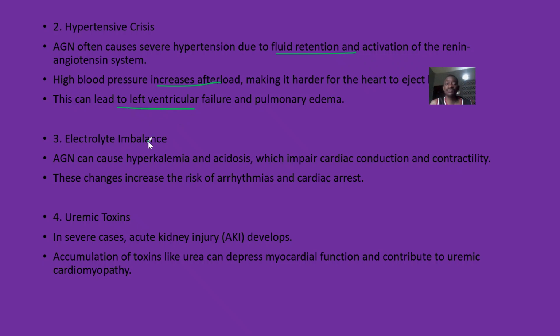So electrolyte imbalance too. So hyperkalemia, potassium levels shooting up, causing acidosis. Impairs how the heart is conducting and how the heart is contracting. Okay, so there's a risk of the heart beating abnormally. Okay, so uremic toxins. So in severe cases, acute kidney injury develops. There's accumulation of toxins like urea in the body. Okay, so if it travels to the heart, it causes the heart muscles to become what? Depressed. Okay, contributing to uremic cardiomyopathy.